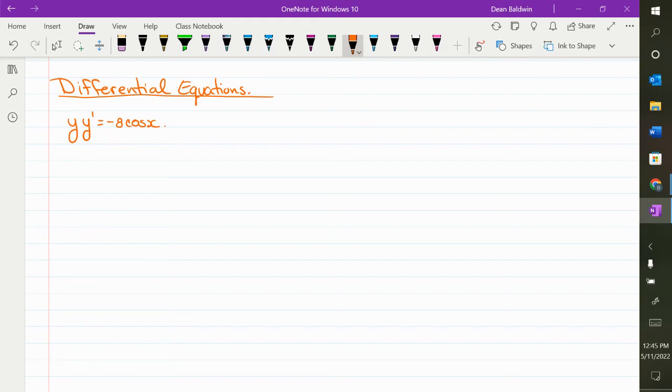The equation has a derivative in it. That's our y prime. The goal is to get rid of it. So we change the y prime to dy dx. And then you want to get everything with an x in it on one side, and everything with a y in it on the other side. So we're going to multiply the dx up.